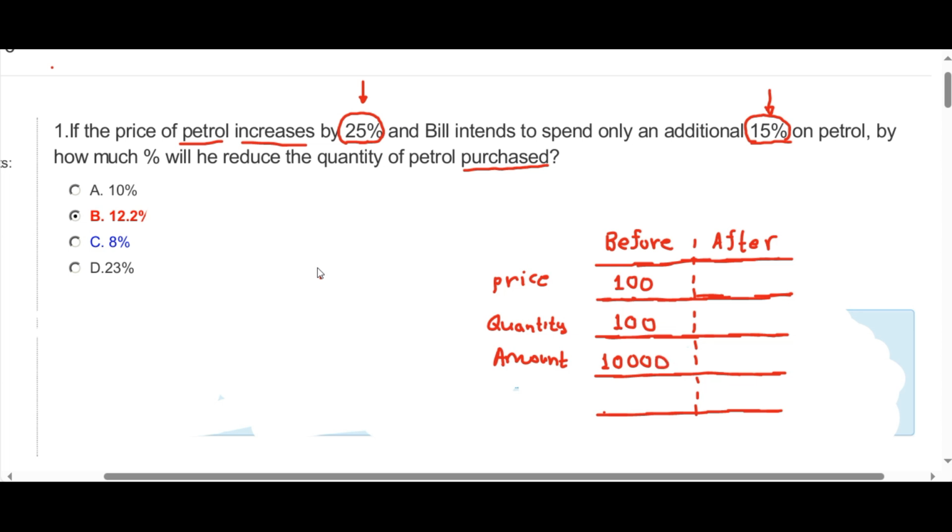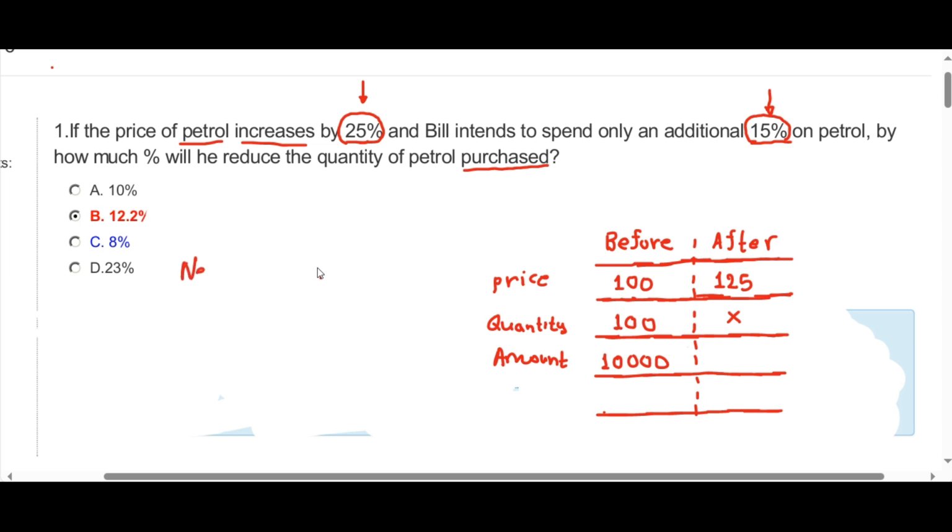After the increase, because the increase is 25%, from 100 it will go to 125. Okay? This is the new price. And the new quantity, I don't know that, because actually I need to see how much percent I will reduce the quantity. It means I don't know the new quantity, so I have to put an unknown number here, x.